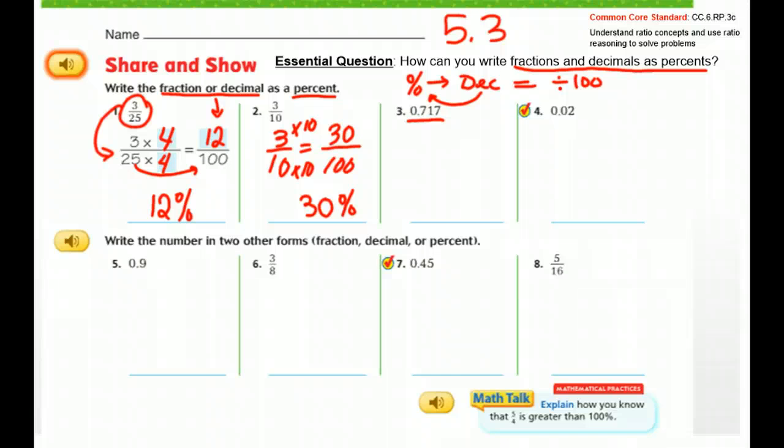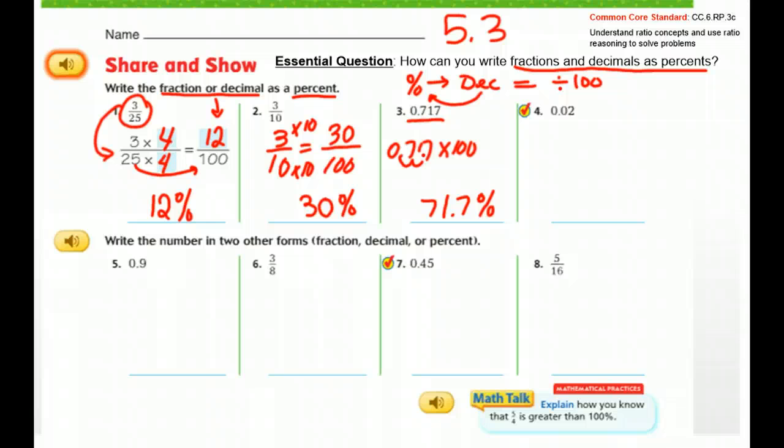So I'm going to take my value of 0.717, I'm going to multiply it by 100, which is going to bounce my decimal place 2 spaces to the right, and I'm looking at 71.7%. Please go ahead, pause the video, and complete question 4 on your own.